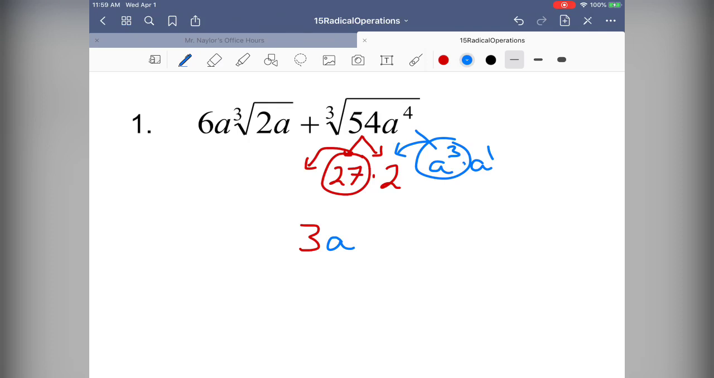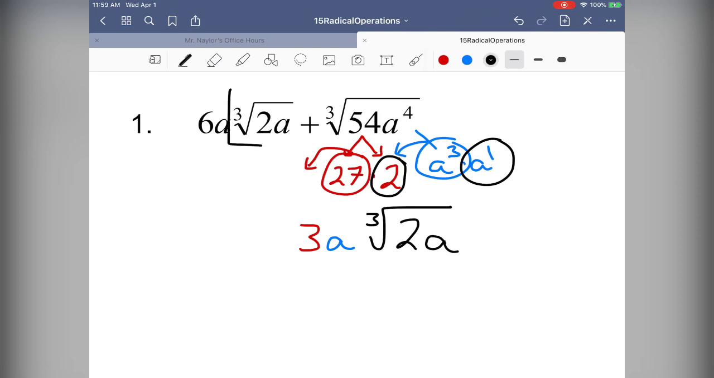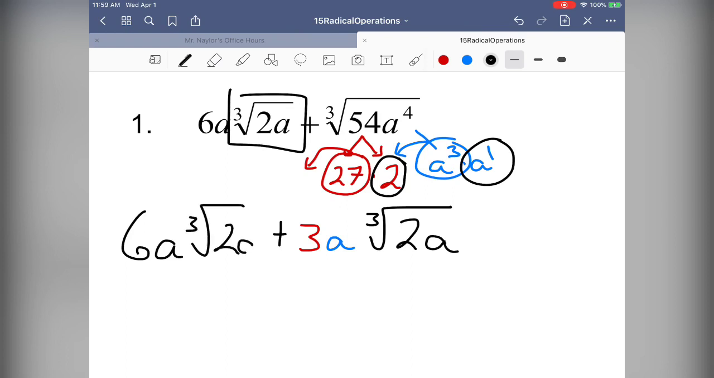Now, what's left behind? Well, that's actually what might be more important, because what's left behind is what is supposed to look the same as what I started with. So these numbers I circled in black, they are left behind, but what I want you to notice is that is exactly the same as the other term that I started with. That's good. That means that we're going to be able to solve this problem, because now we have 6a root 3s of 2a, and we want to add 3a to them.